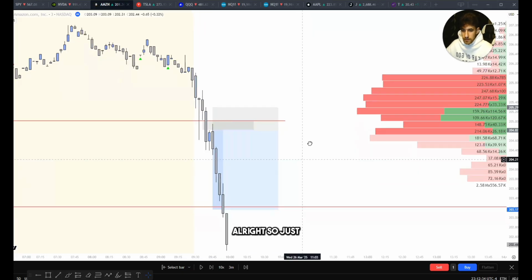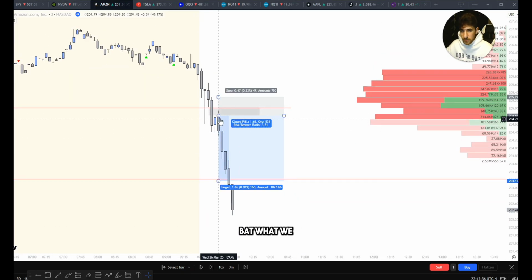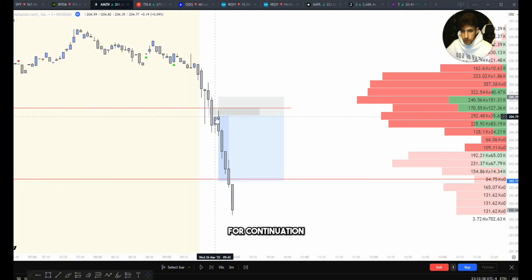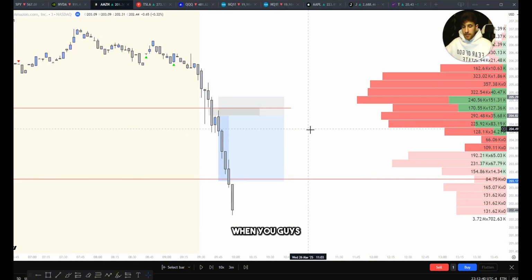All right. So just right off the bat, what we get is a very, very clean move for continuation. And a lot of the time when you guys ask me a question about how do you know where to actually take that entry, it all comes down to price action. This is what I'm trying to show you guys so you understand where I'm taking the break of structure fair value gap and where I'm avoiding it.